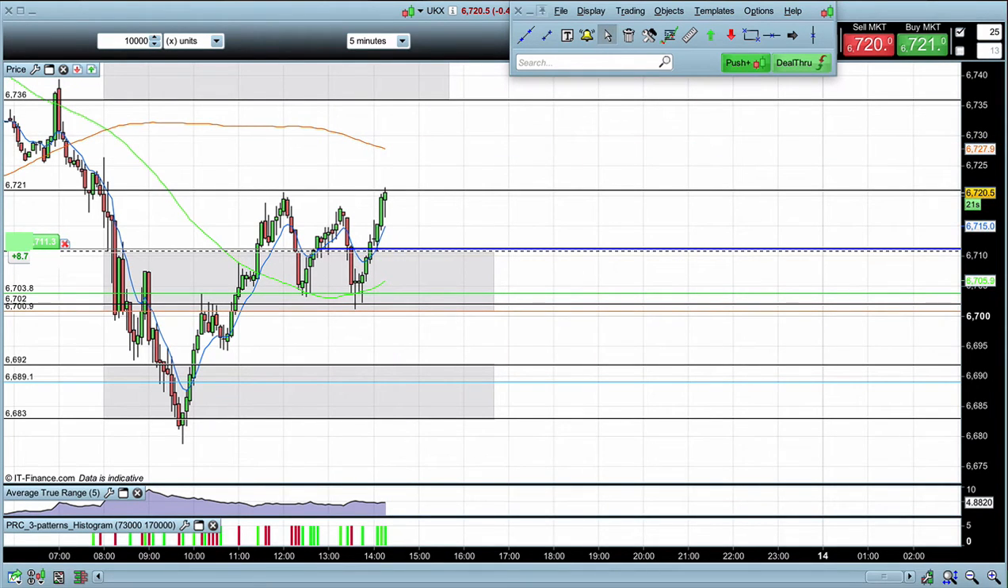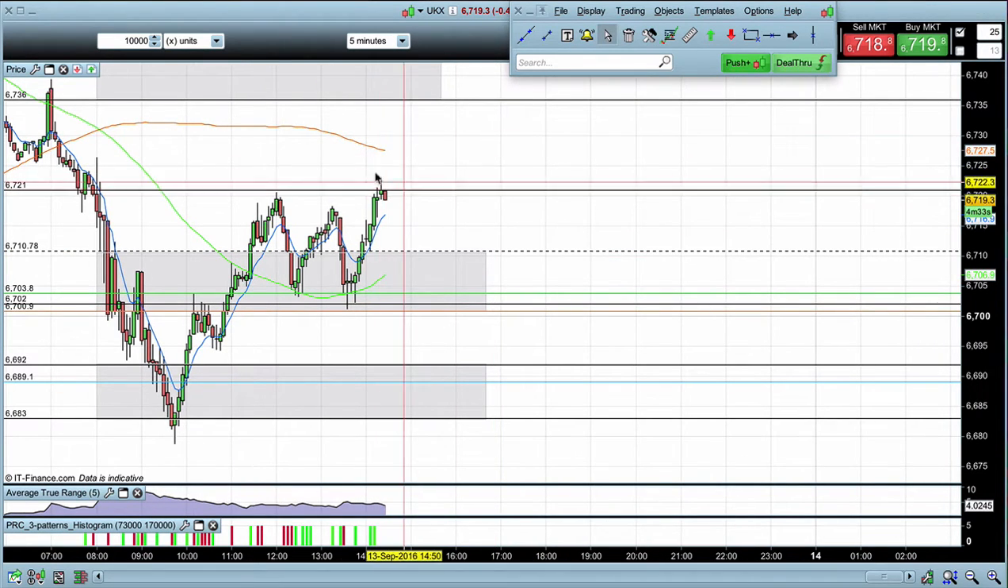The only thing I'm watching now is for reactions at 6,721, and also bearing in mind that the American markets open in 10 minutes. Quite often they can send the Ftse in a different direction, and they can also cause a spike in volatility.